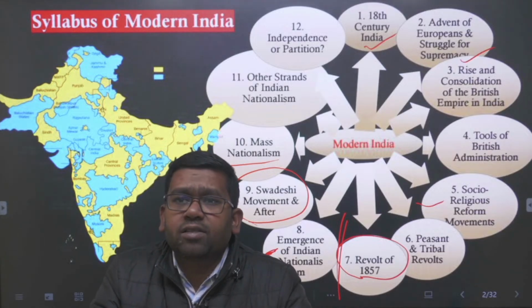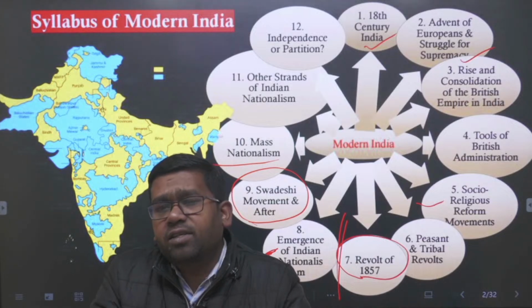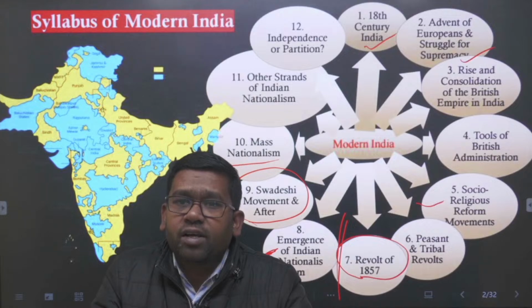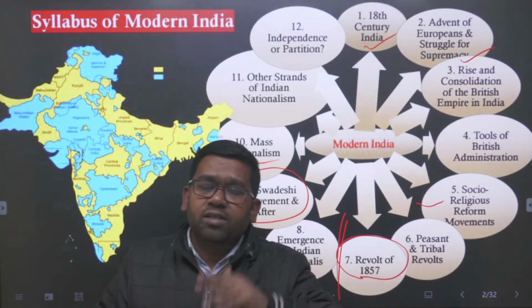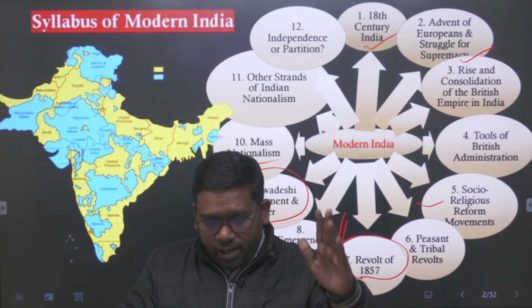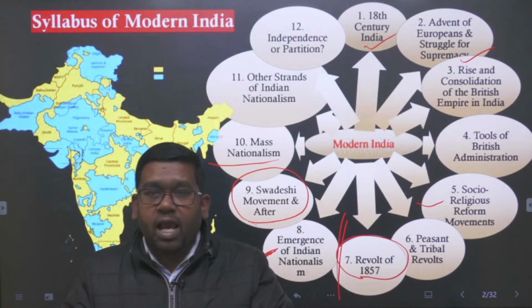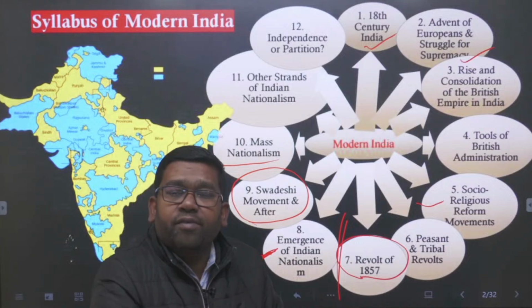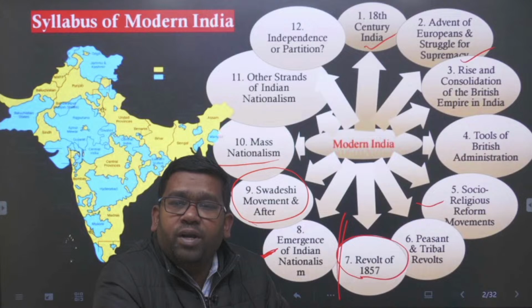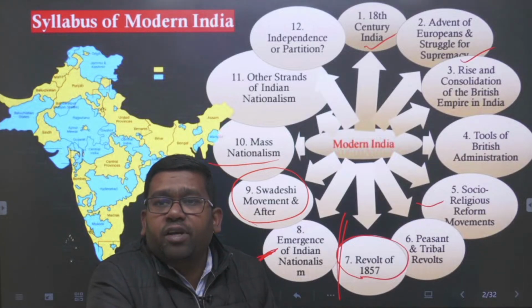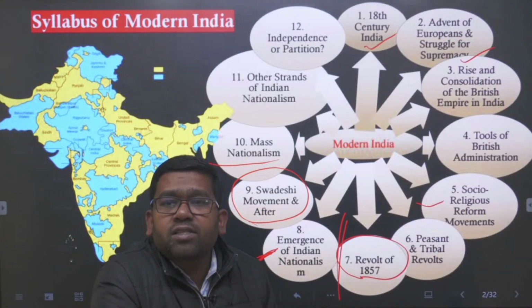That is why this topic is named mass nationalism, or sometimes people call it the Gandhian phase of the national movement. In this chapter we generally discuss the Champaran Satyagraha, then Kheda Satyagraha, then the Ahmedabad Mill Strike, then finally the Rowlatt Satyagraha, non-cooperation movement, civil disobedience movement, and Quit India movement. These are the different topics generally discussed in this chapter 10.